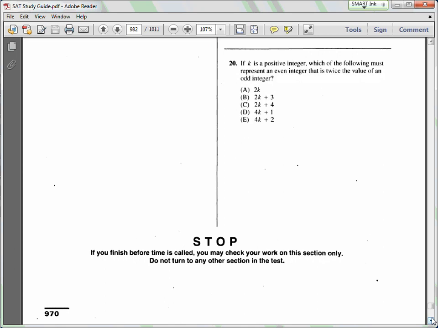This is an explanation for question 20 in test 10, section 5. Okay, so it says if k is a positive integer, so an integer is just a whole number, and positive means it'll have to be greater than 0. So it'll be 1, 2, 3, 4, etc.